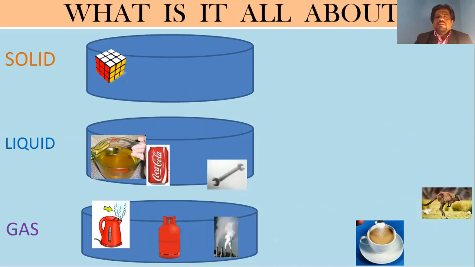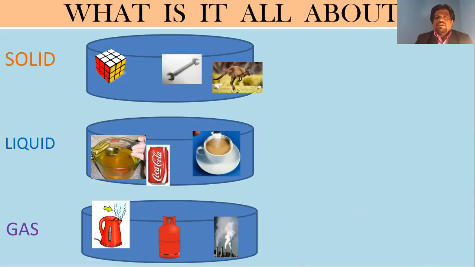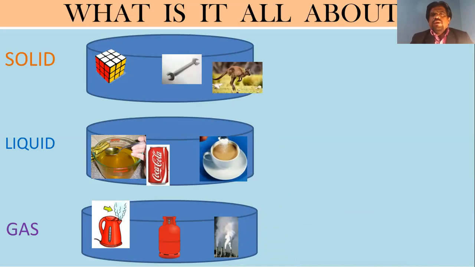A spanner, a tool which we use, is found to be in the solid state, and an animal, the kangaroo, is also a solid. It is found in a solid state. And then the tea which we drink is in the liquid state. You may now wonder what it has to do with parts of speech. Let me explain.